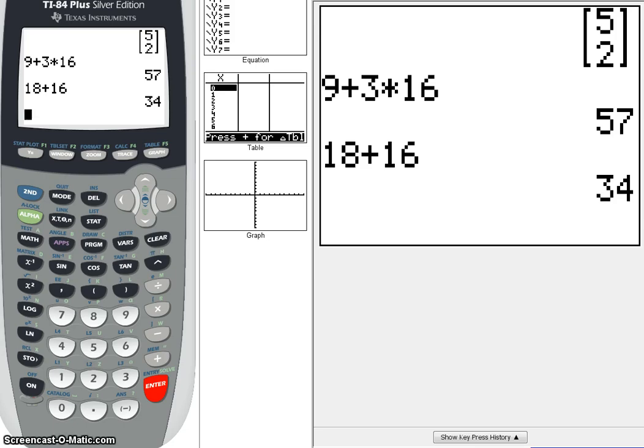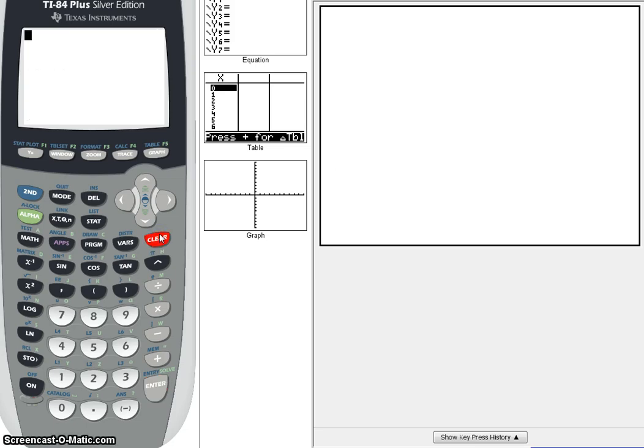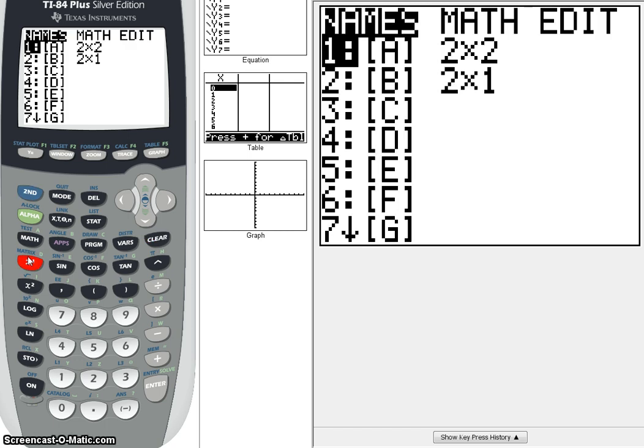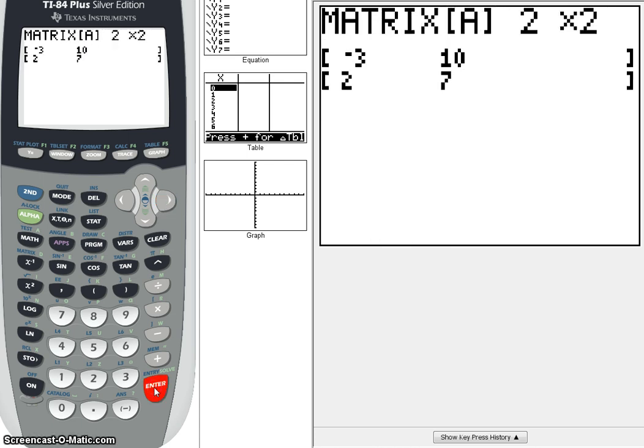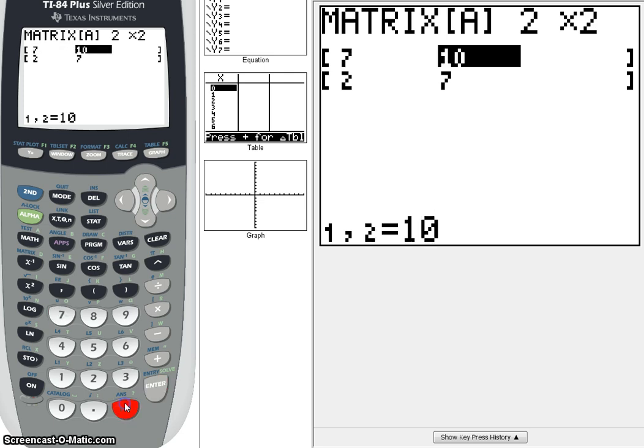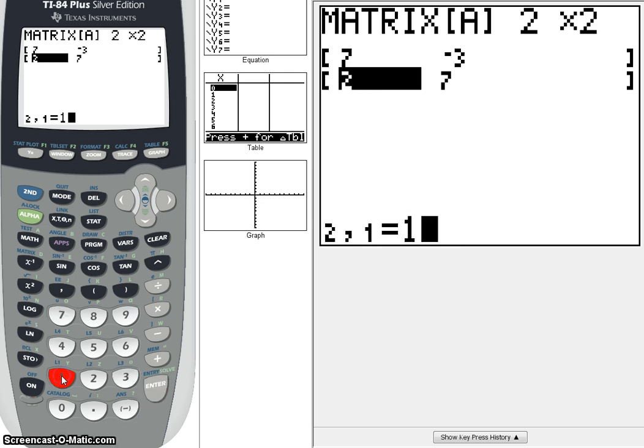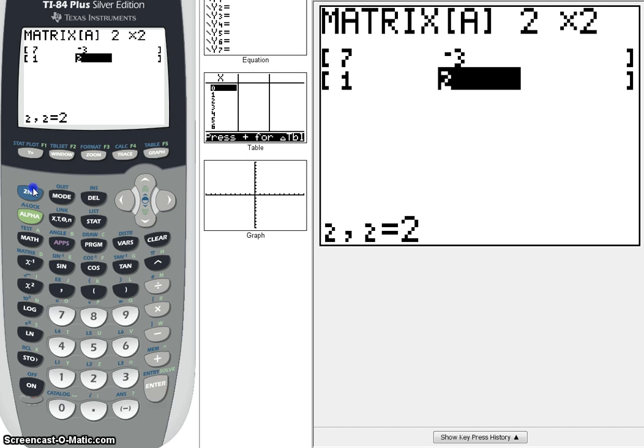So what I need to do is get to my calculator. I'm going to clear everything off here. I need to put those two matrices into my calculator. So I'm going to go in and edit my A matrix. I want it to be a 2 by 2 matrix, and if you remember, it was 7, -3, 1, and 2. I need to quit out now.